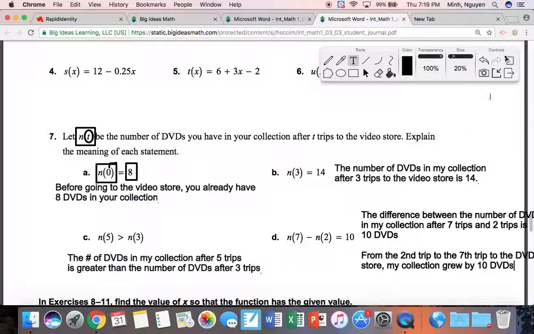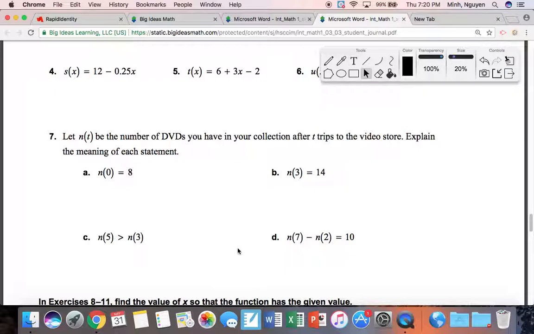Alrighty. Hopefully that makes sense to you. If it doesn't, ask a teacher. If you insist on figuring it out on your own, just realize that it says N of T is the number of DVDs and T is the number of trips. So this little thing right here essentially represents 2 different things. One is the whole number of DVDs, and the number inside is a function. It's a function of the number of trips. All right.